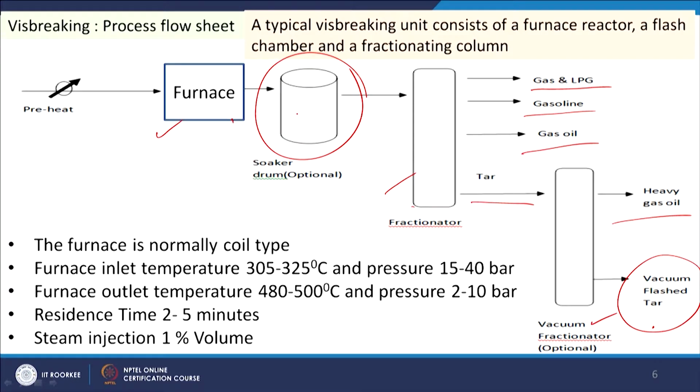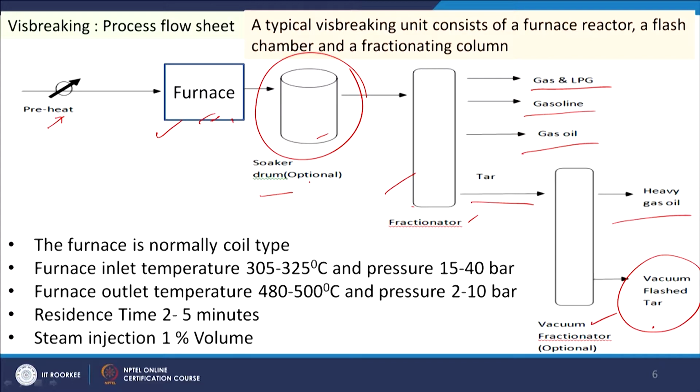Initially we preheat the feed from the initial ambient temperature to some preheated temperature, then it comes to the furnace. It is heated further, stays in the furnace for a very small time, then goes to the soaker where it stays a relatively longer period, and then it goes to the flash drum and fractionator. In this case the soaker drum is optional.